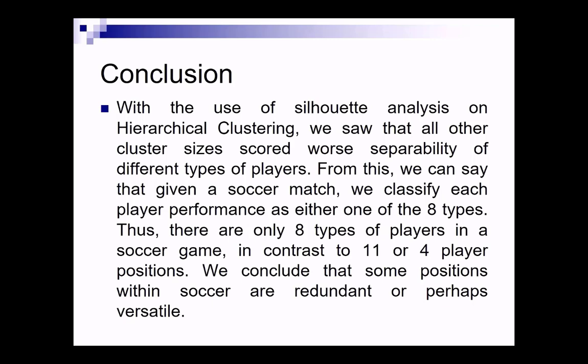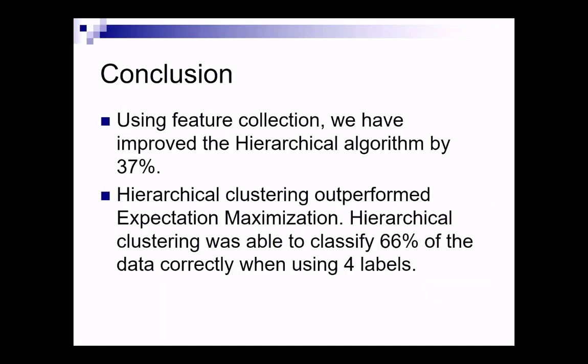In contrast to 11 or 4 player positions, we conclude that some positions within football are redundant or perhaps versatile. From our PCA visualizations, we see that goalkeepers are uniquely defined and do not correlate with other players in the field. We see that the cluster sizes are about the same size according to the labels. Expectation maximization tends to neglect evenly sized clusters, and this might have influenced why we saw hierarchical clustering outperform expectation maximization. Hierarchical clustering was able to classify 66% of the data correctly when using 4 labels.